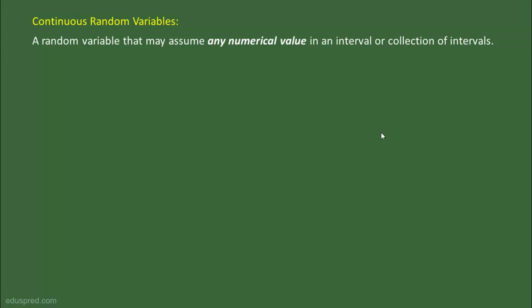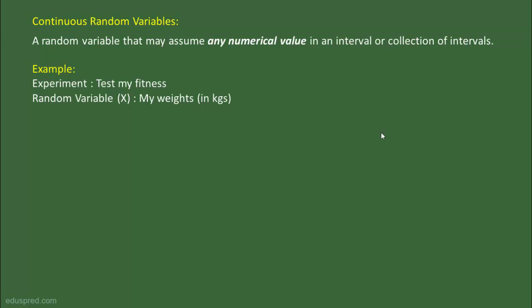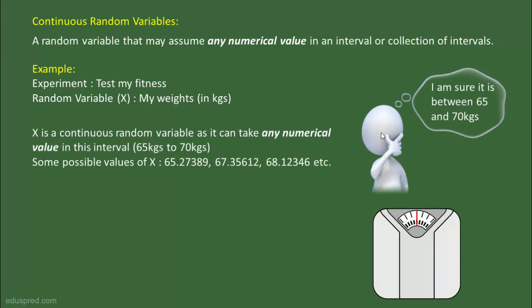Let's move to continuous random variables. By definition, a continuous random variable is a random variable that may assume any numerical value in an interval or collection of intervals. Let's take an example to understand this in detail. Say we want to test my fitness, and this is how we have defined the random variable x. So x is my weight in kgs. Let's say that I am absolutely sure that my weight is somewhere in the range of 65 to 70 kgs. In this case, we can say that the random variable x is a continuous random variable as it can take any numerical value in this interval.